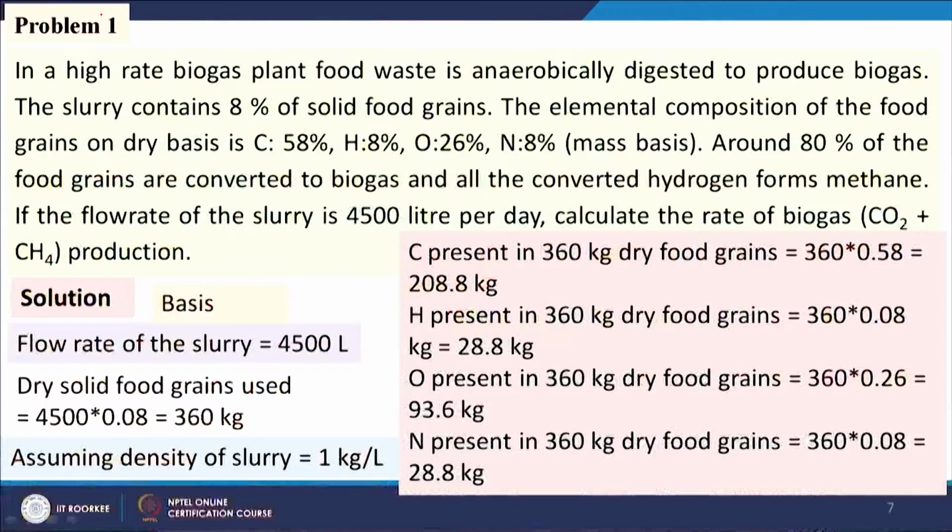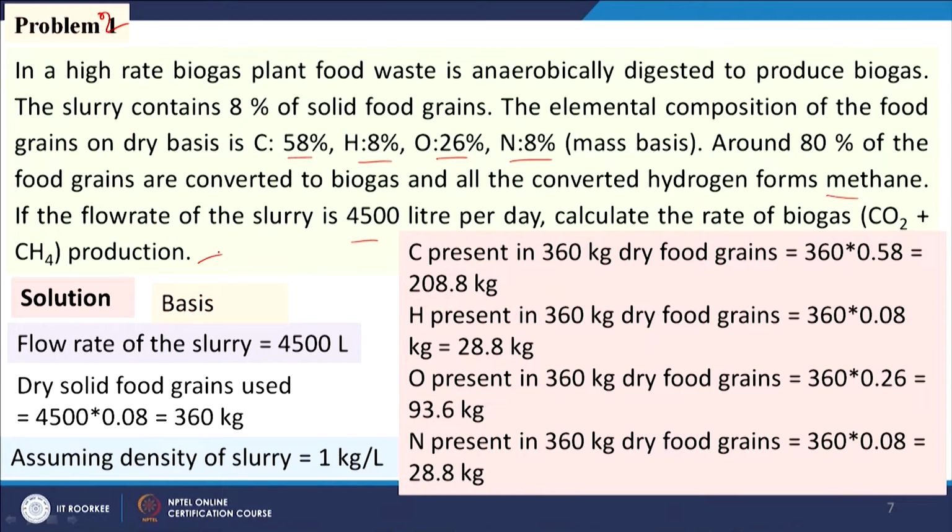And then next, problem number 2. In a high rate biogas plant, food waste is anaerobically digested to produce biogas. The slurry contains 8% solid food grains. The elemental composition of the food grains on dry basis is carbon 58%, hydrogen 8%, oxygen 26%, nitrogen 8% on mass basis. Around 80% of the food grains are converted to biogas, and all the converted hydrogen forms methane. If the flow rate of the slurry is 4500 liter per day, calculate the rate of biogas (CO2 plus CH4) production. This is the problem statement.